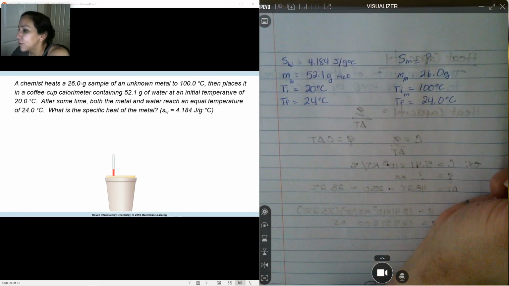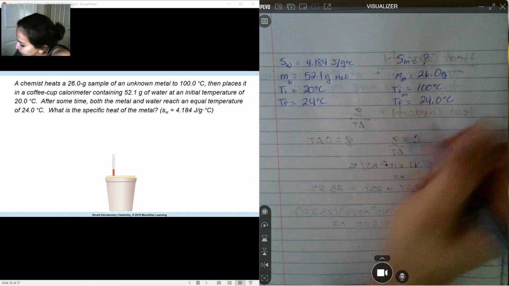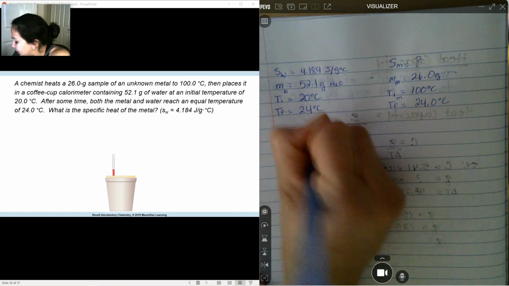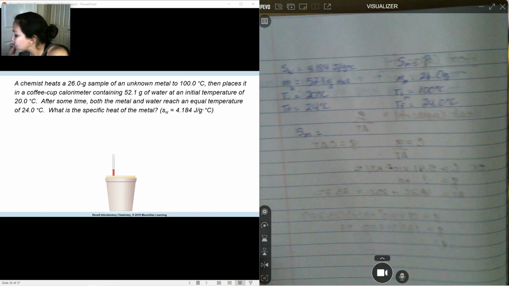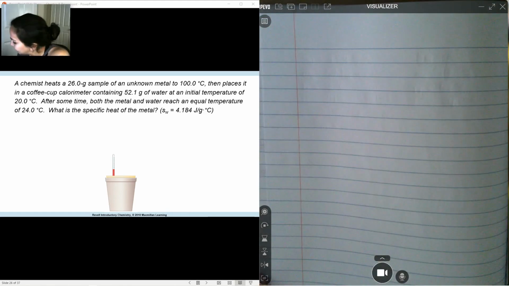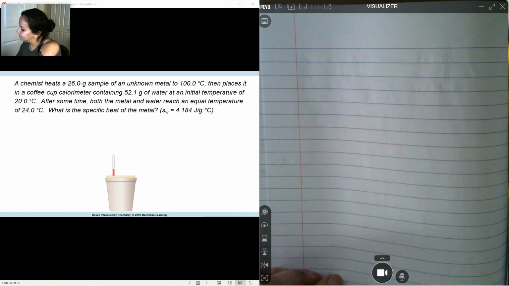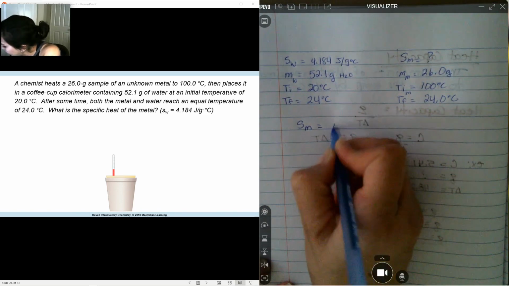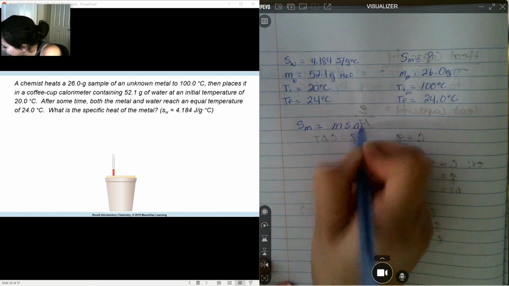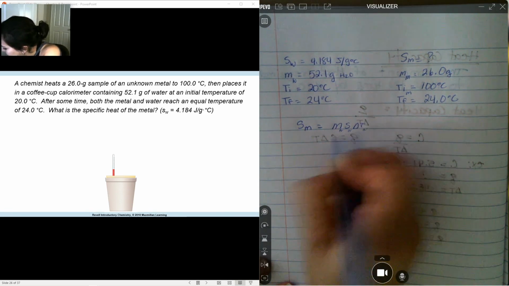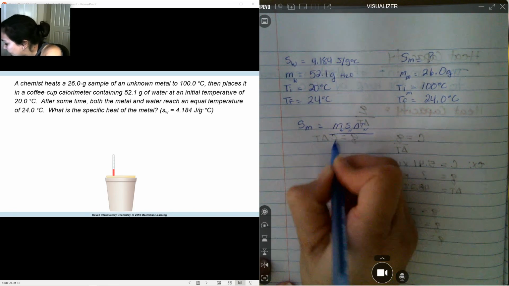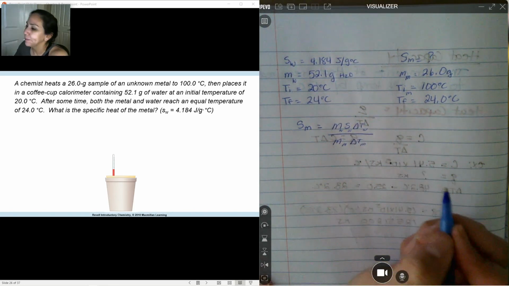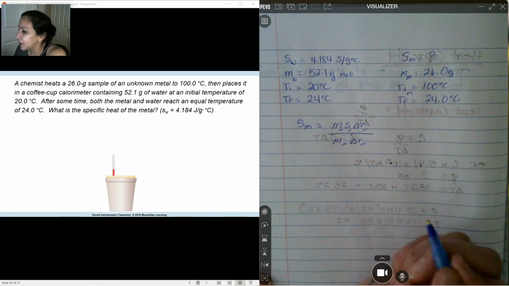All right, well, it looks like we have everything that we need here. So let's go ahead and write our equations down. The specific heat of the metal is going to equal mc delta T. What did we write down? Oh, it's right here. Is equal to ms delta T of water divided by m delta T of our metal. Okay. Now we're just going to plug everything in.